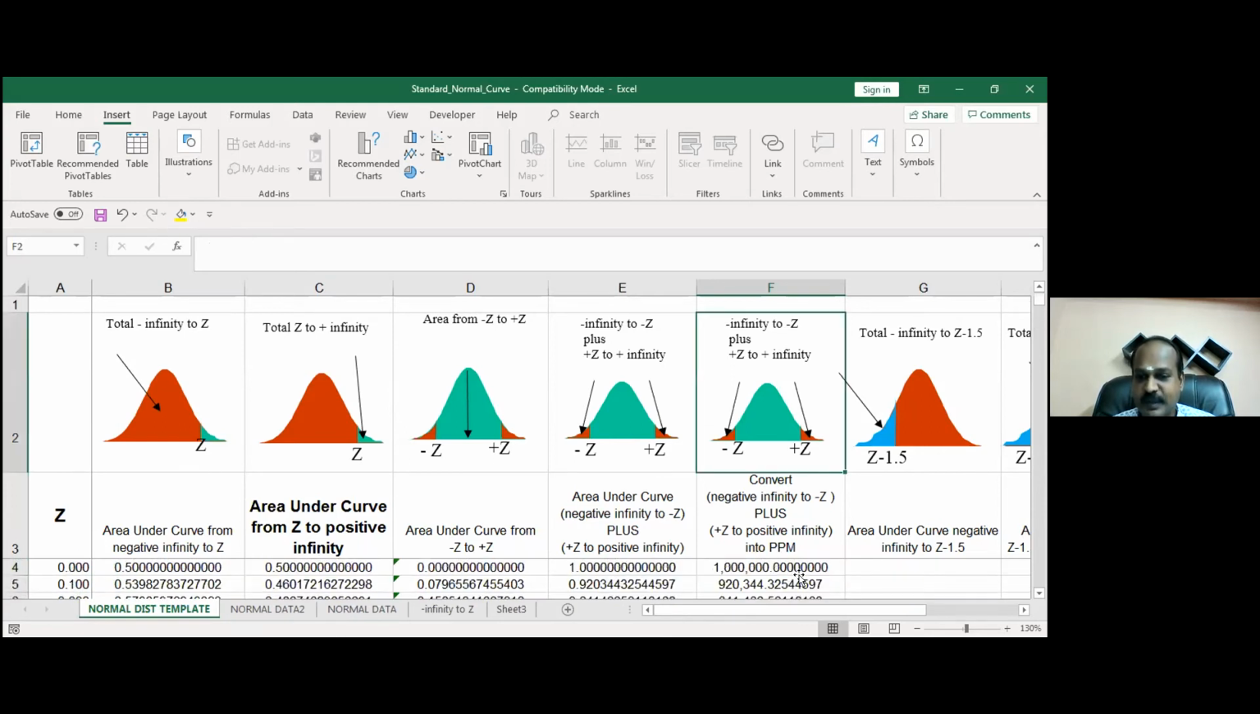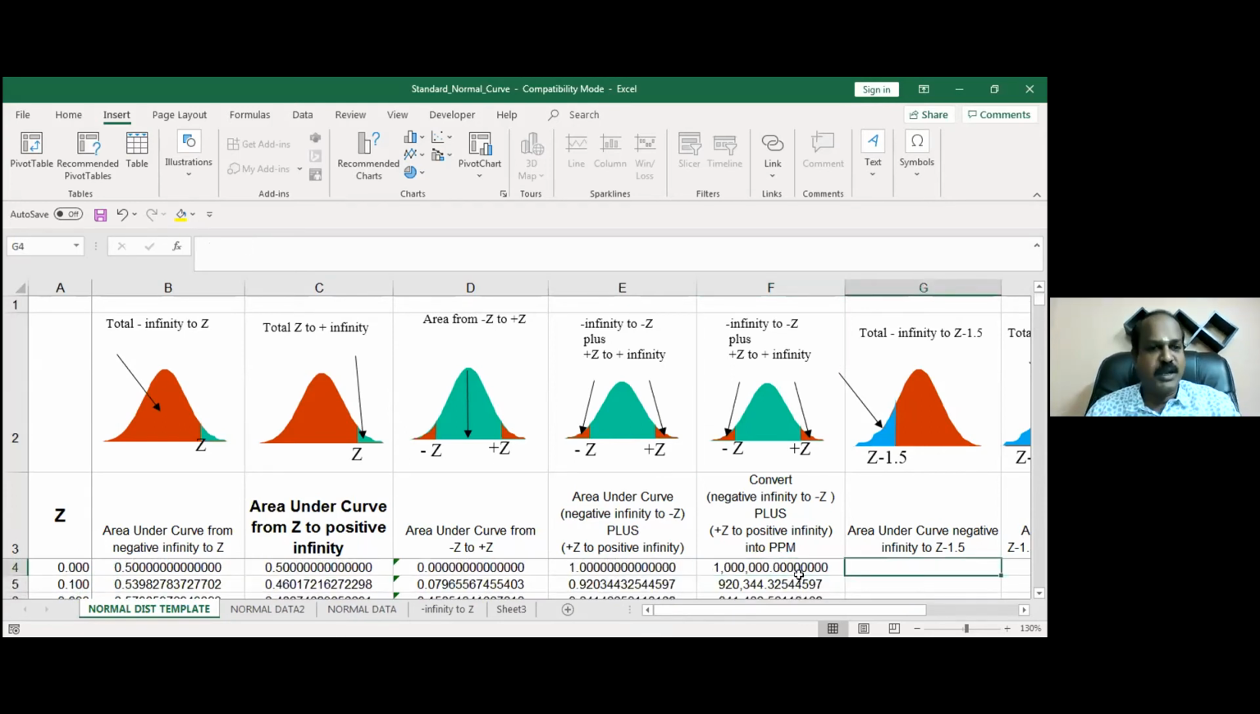Now, in the long term, you know what will happen? The process will shift by an amount equal to how much? 1.5 sigma. Am I right? Yes. So your judge score will also shift by 1.5. If your process shifts by 1.5 sigma, your judge score will also shift exactly by 1.5.